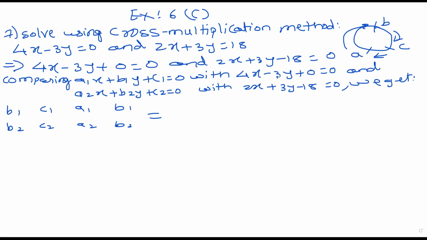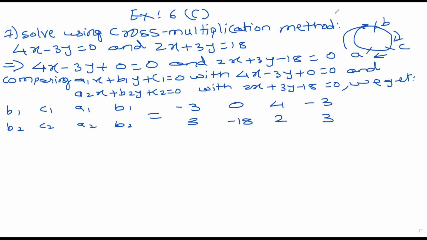Now, what is B1? B1 is minus 3. What is C1? There is nothing, that means 0. What is A1? 4. And again B1, minus 3. Similarly, what is B2? 3. What is C2? Minus 18. What is A2? 2. And again you have 3. So this is how you have to write down.